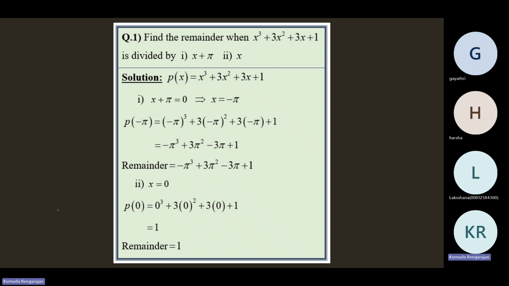And how do we find the remainder? Equate this to 0, equate this to 0 and find the value of x. In the first case, the value of x is minus pi. In the second case, what's the value of x? 0. So you must find p of minus pi and p of 0.